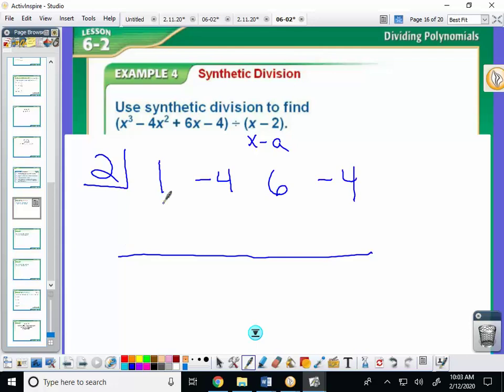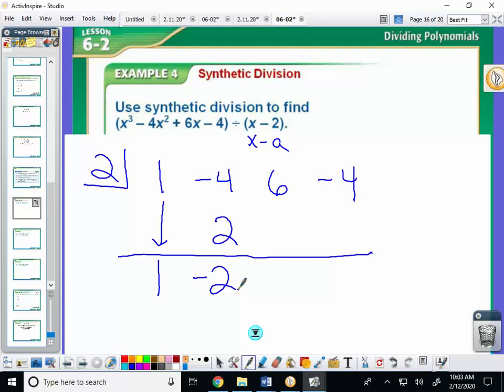The first thing I want you to do is bring down the 1. What we're going to write down below this line that we drew in is going to be our answer. The 1 comes straight down. We don't do anything to the 1. The next thing we're going to do is multiply. 1 times 2 is 2. So we're going to put 2 right below the next digit. Then add. What's -4 plus 2? -2. Okay, so I'm putting -2 there.